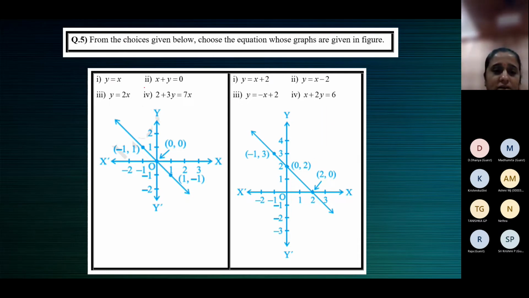So the NCERT answer for this one is the third option, and for this one, it is the second option.